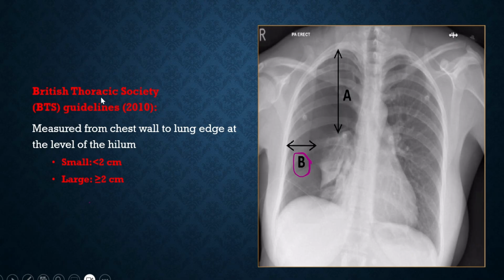And according to British Thoracic Society guidelines, a measurement is done from the chest wall to the edge of the collapsed lung, that is the interpleural distance, from the parietal to visceral pleura at the level of the hilum. So if it is less than 2 centimeters, then small, and if it is more than 2 centimeters, then large.